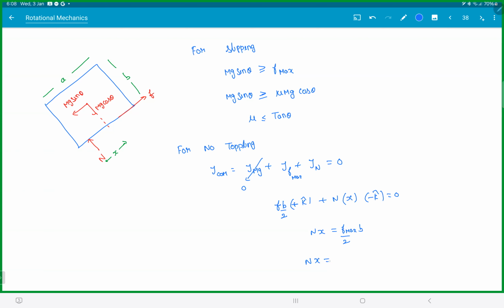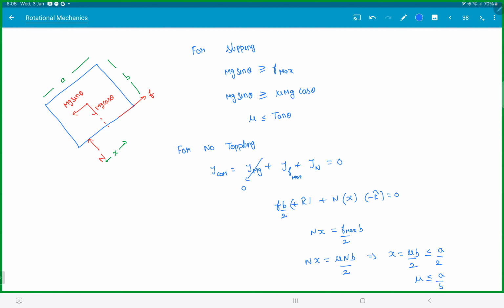So N into X is equal to F max, which is again mu into N B by 2. And then N cancels. We end up with X is equal to mu B by 2. But the value of X cannot exceed A by 2. Therefore, mu should be less than A by B. So find X, then say X is less than A by 2. Getting the point? X cannot exceed A by 2.